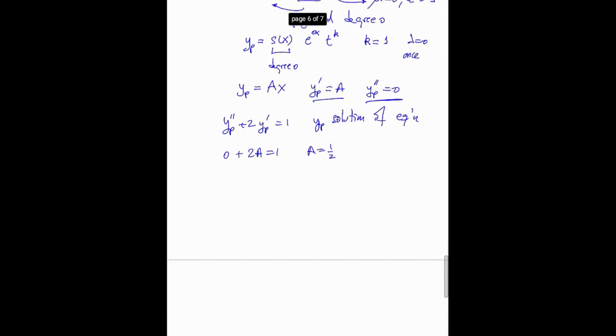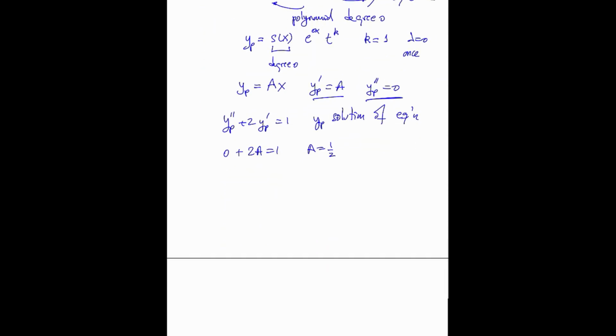So we're almost done. What do we have? If you remember, the general solution has to be the homogeneous plus the particular. The homogeneous is C1 plus C2 e to the minus 2x, and this is the homogeneous. Plus the particular, which is 1/2 of x.